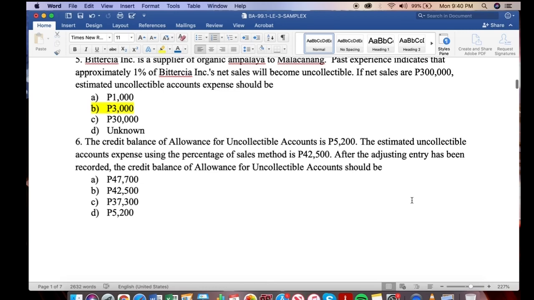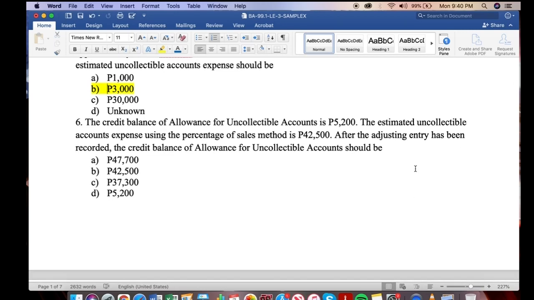Number 6. The credit balance of allowance for uncollectible accounts is 5,200. The estimated uncollectible accounts expense using percentage of sales is 42,500. After the adjusting entry has been recorded, the credit balance of allowance for uncollectible accounts should be?